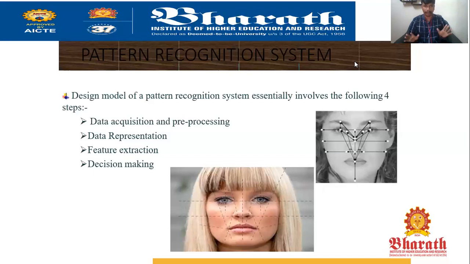So we are developing a model with a pattern recognition system. The following process is aligned according to data acquisition, pre-processing, data representation, feature extraction, and the output unit called decision making. These are the steps processed inside the pattern recognition system, which is induced in the models which are yet to be developed.